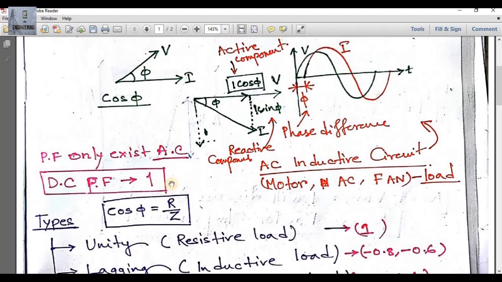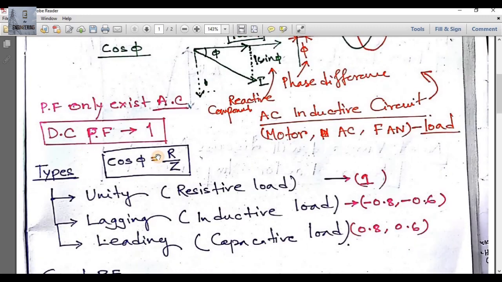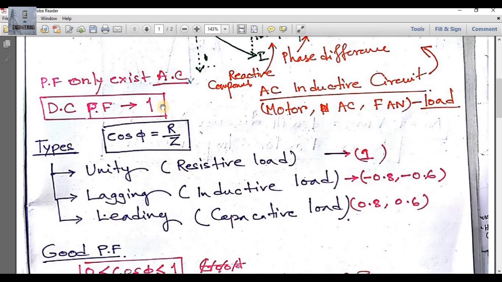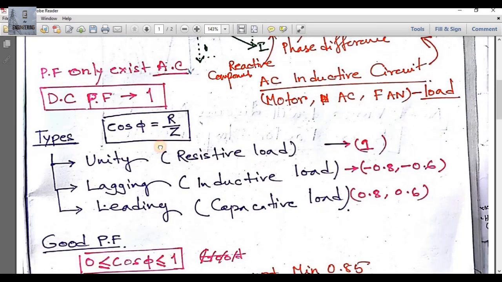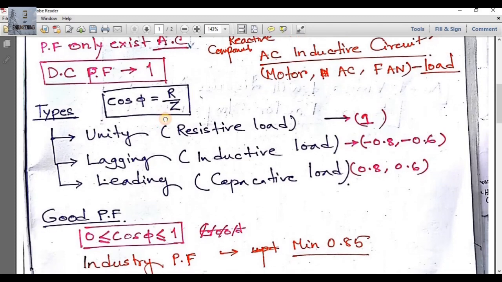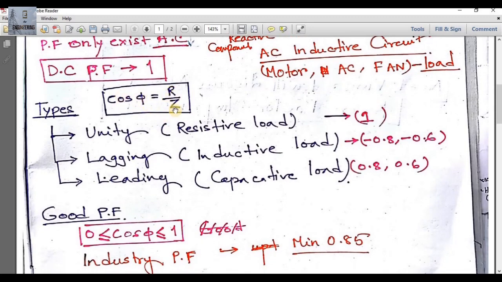It is a notable fact that PF only exists in AC or alternating circuits, mainly the inductive ones. If someone asks what the power factor of DC is, please don't tell him that there is no power factor of DC, or 0. Tell him the power factor of DC is 1, always 1. There is a small formula for calculation of power factor: cos phi is equal to R by Z, where R is the resistance of the circuit and Z is the impedance of the circuit.